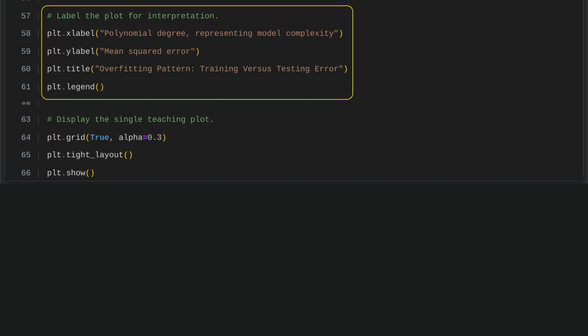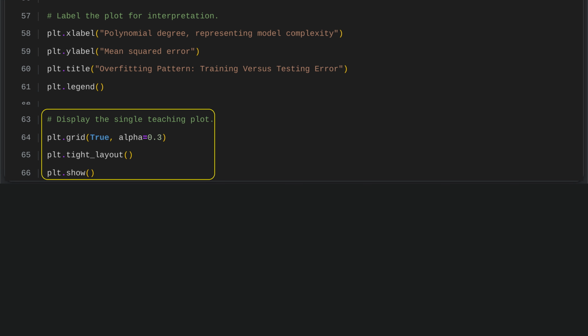The plot is labeled to show how model complexity relates to prediction error. The x-axis represents polynomial degree, and the y-axis represents mean squared error. A clear title identifies the comparison between training and testing error, while the legend helps distinguish the two lines and makes the overfitting pattern easier to interpret.